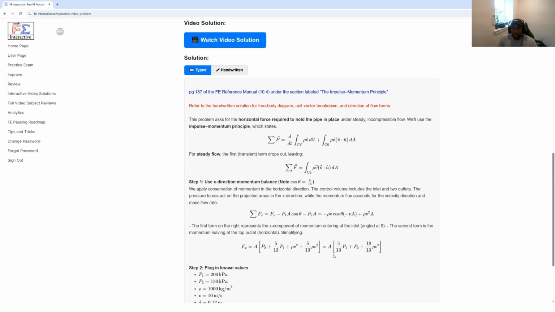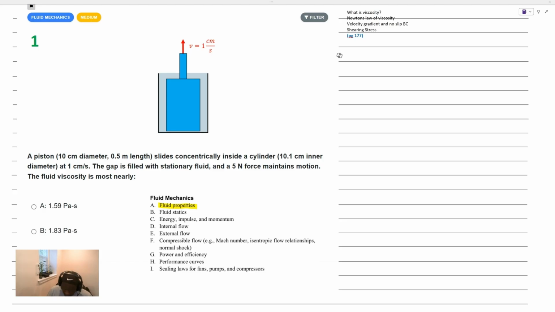Okay, let's go ahead and get into the review. In this problem here, we have a piston. The piston has a diameter, let's call that d sub p, equal to 10 centimeters, with a length, L sub p, equal to half a meter.